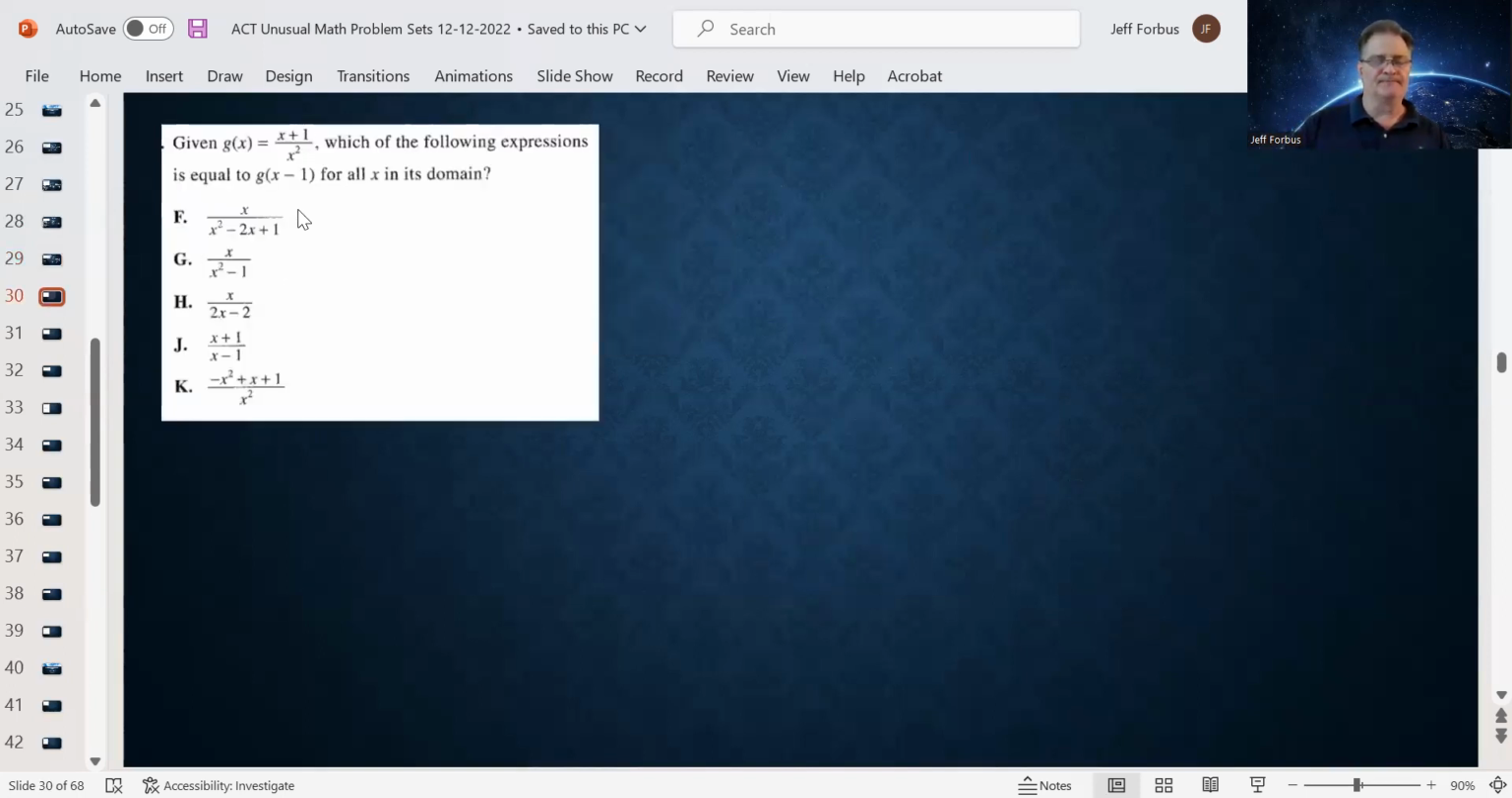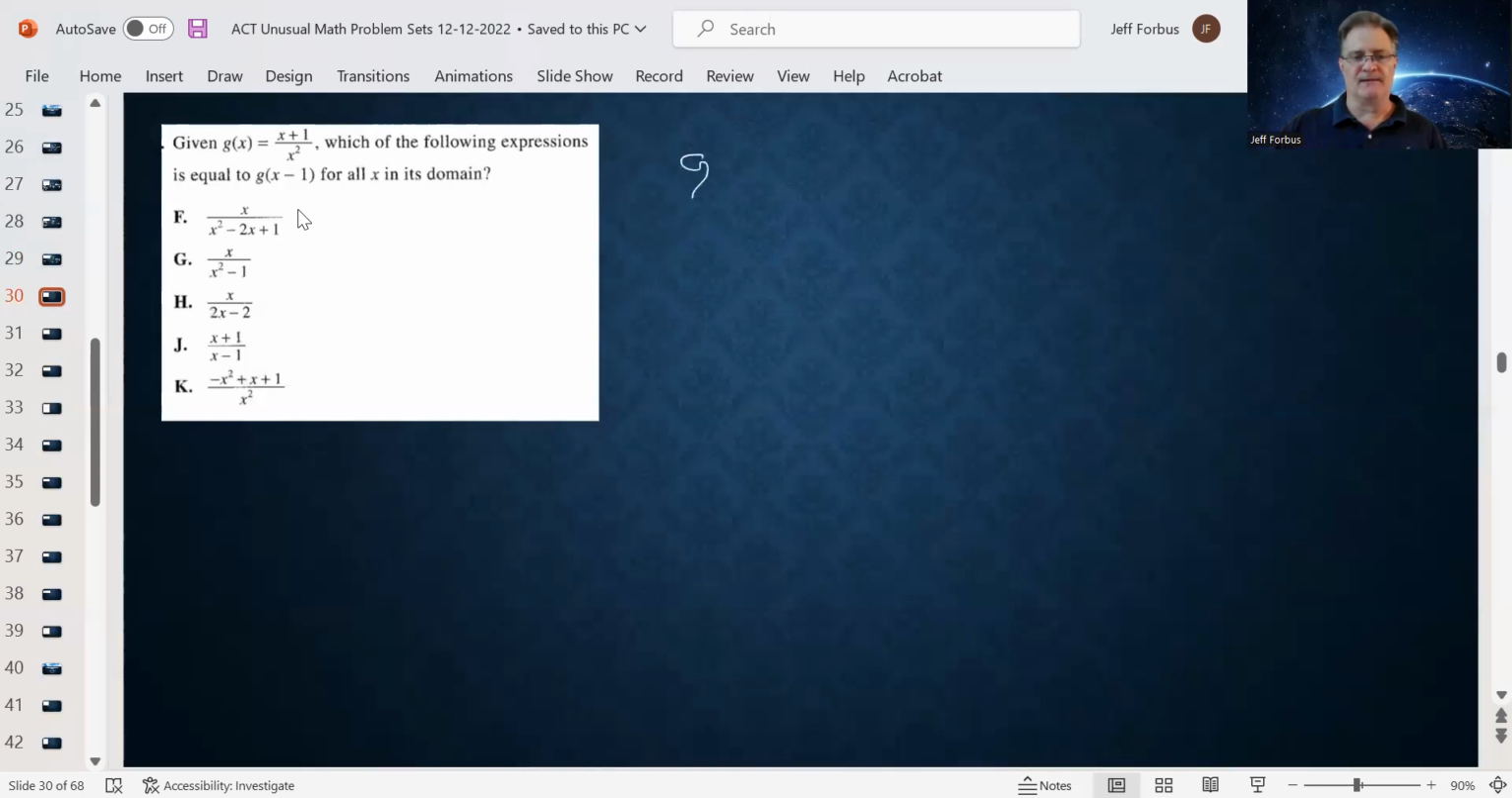Let's move on. All right, so here we've got g of x is equal to x plus 1 divided by x squared. It says, which of the following expressions is equal to g of x minus 1? All right, so we got functions, and we want to evaluate g of x minus 1.